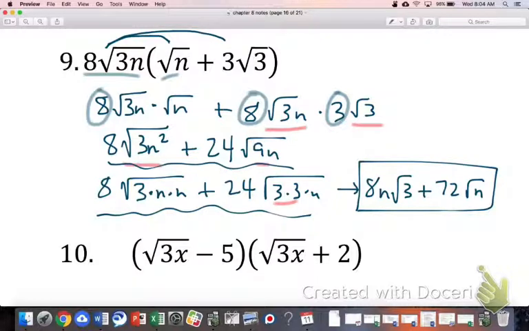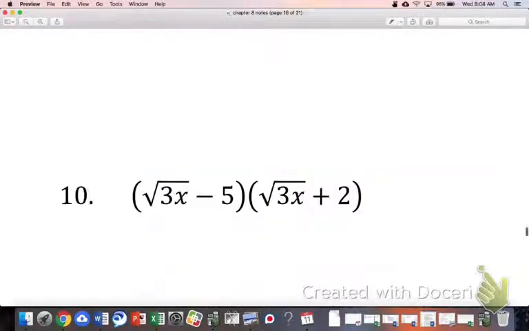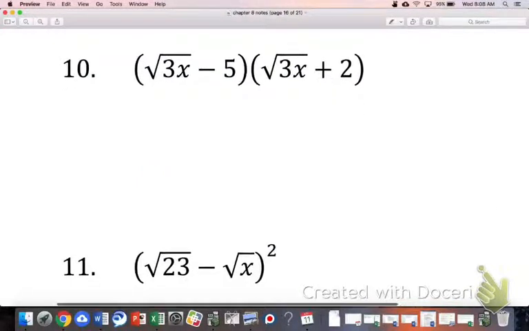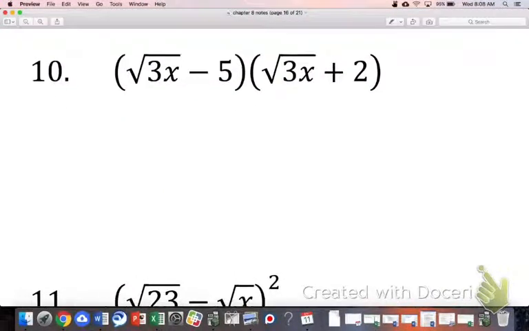So take a look at number 10. Number 8 and number 9 were both distributive properties. What do you all see on number 10? You should see FOIL, right? It's a binomial times a binomial. Root 3x minus 5 times root 3x plus 2. It's a FOIL. So let's FOIL this one together.